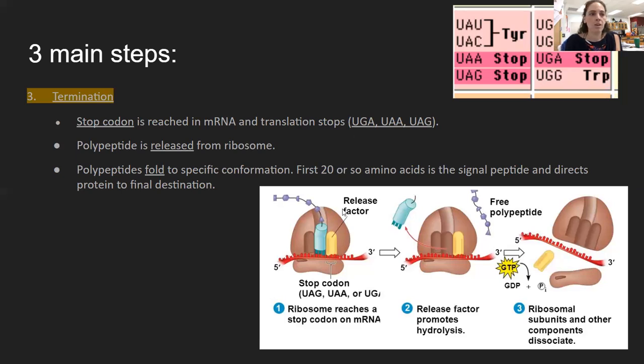Instead of having a tRNA come in, now we're going to get a release factor that binds with our stop codon. It's going to signal for our polypeptide to be released. The tRNA gets released, and our ribosome comes apart. Our whole complex gets broken down. This mRNA then gets degraded or digested so that the nucleotides can be reused. The free polypeptide then gets folded up into its specific conformation so that it's then a functioning protein.